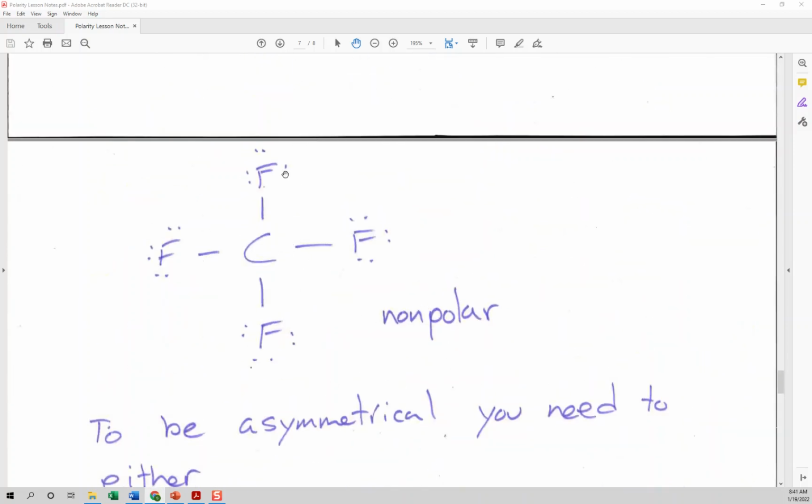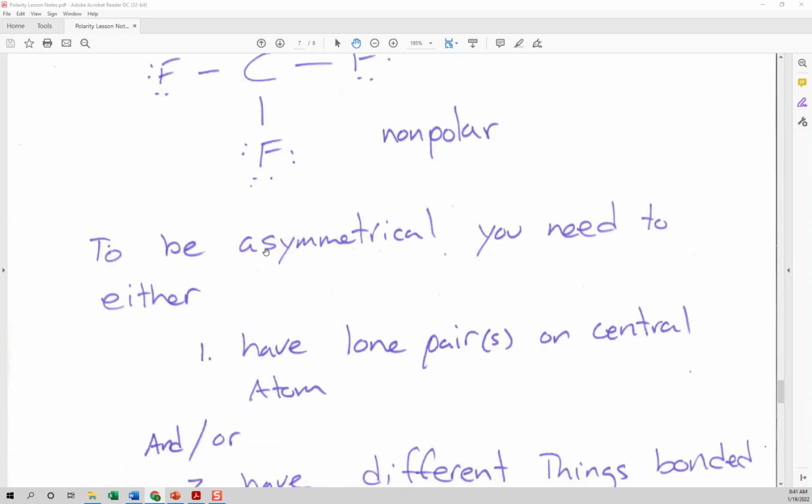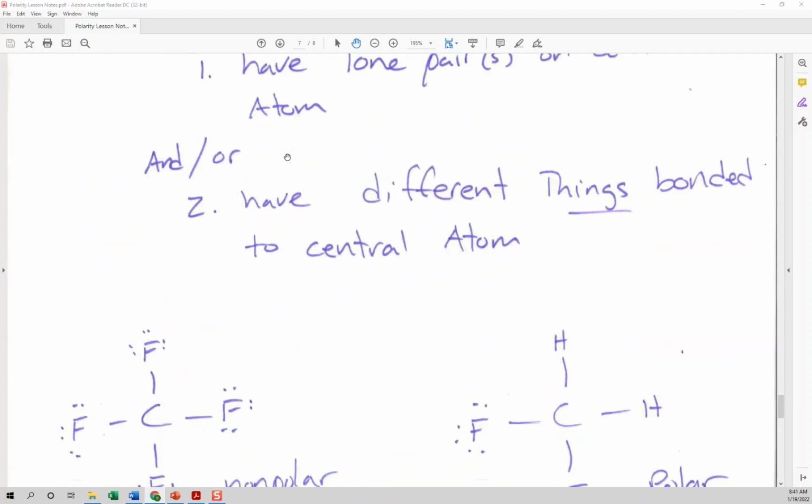So the reason why I know this is a symmetrical molecule is I don't have any lone pairs or unshared pairs on the central atom. But also, all the things coming off of the central atom are the same thing, fluorines. I have 4 fluorines. If I had changed one of these fluorines, or maybe a couple of the fluorines, to a different element, then that would be asymmetrical and it would be a polar molecule. But because these are all the same, and there is no lone pair on the central atom, that's nonpolar, okay?